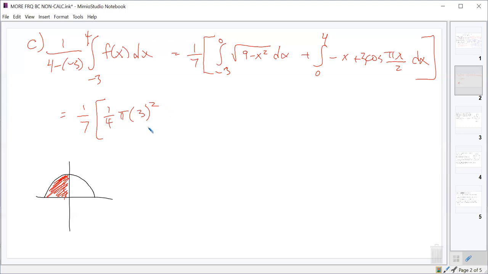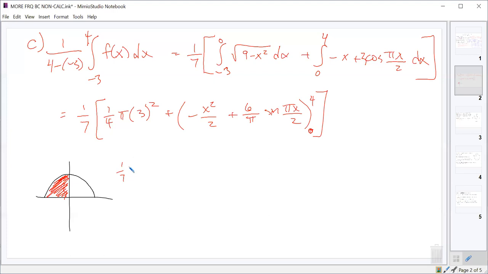Cool. And then we have plus, now we've got negative x squared over 2. The integral of 3 cosine pi x over 2 requires a u sub, where u equals pi over 2 x, so we can probably do that in our heads though. That's going to become plus 6 over pi, because we have the 2 over pi out here and multiply it by the 3, and then sine pi x over 2. That piece has got to be evaluated from 0 to 4, and then we evaluate it all.